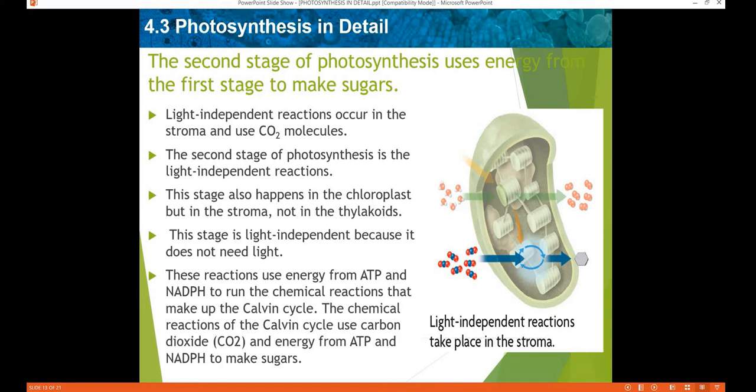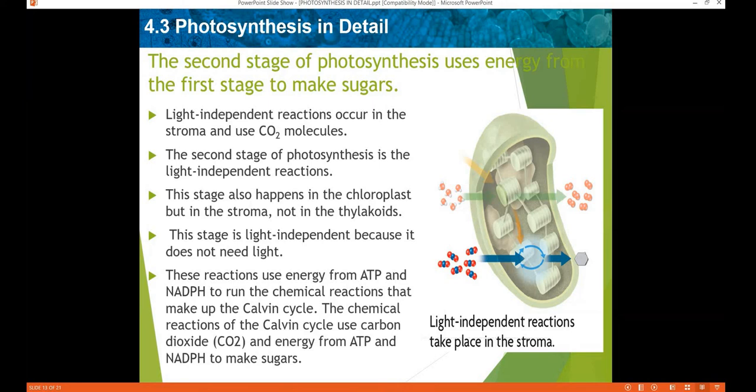The light-independent reactions, like the light-dependent reactions, take place inside the chloroplast, but they take place in the... Where do they take place? Stroma. In the stroma of the chloroplast. But as the name implies, the light-independent reactions do not need sunlight. They don't need any sunlight. And these reactions can take place any time that energy is available.